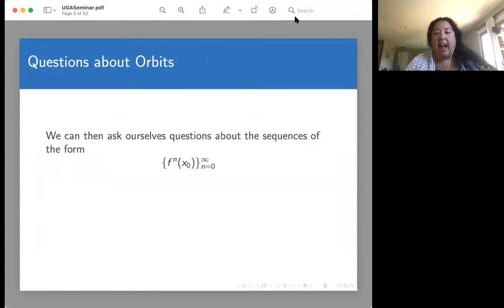Once I have sequences, and there are going to be maybe two instances of audience participation here, if I hand you a sequence, what are some questions I'm interested in? What are things that you would like to ask about sequences?